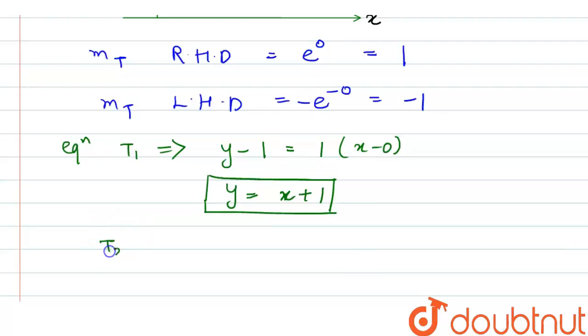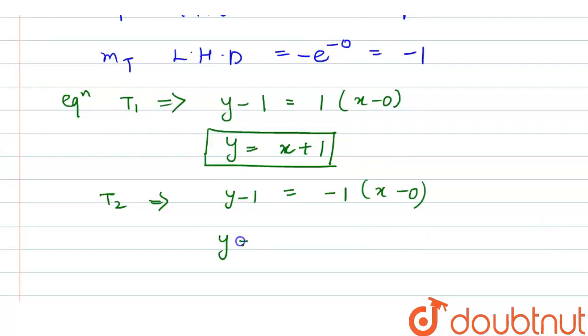And for T2 it will be y minus 1 equals minus 1 times (x minus 0), that is for the negative side. So we get y equals minus x plus 1. This is the equation of tangent for the second curve.